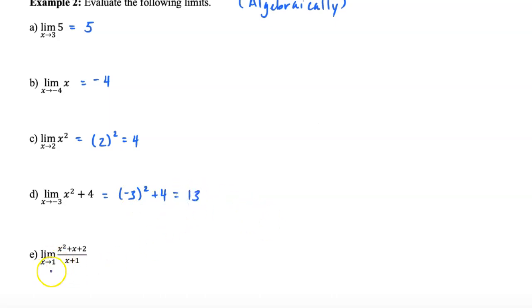And finally, when I plug in 1 to x squared plus x plus 2 over x plus 1, I'm going to get 1 squared plus 1 plus 2 divided by 1 plus 1. In my numerator, I have 1 plus 1 plus 2, which is 4. In my denominator, I have 2. I always want to simplify this fraction as much as possible, and I know that 4/2 is just 2, and so my limit is 2.